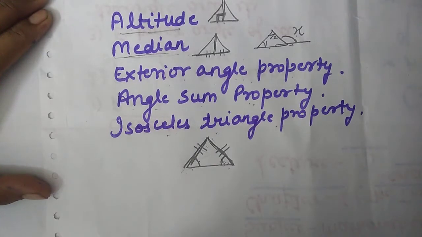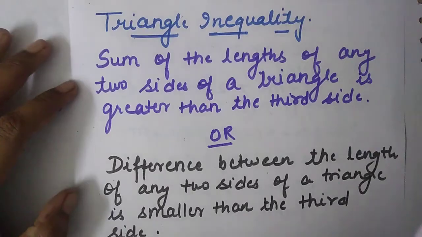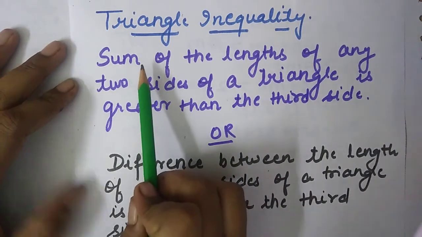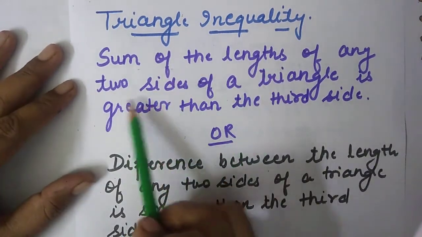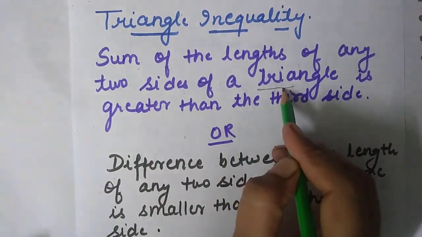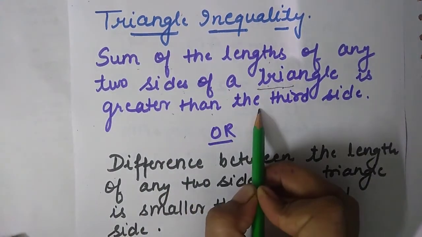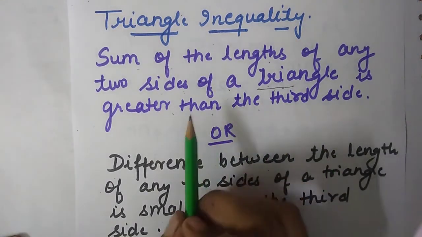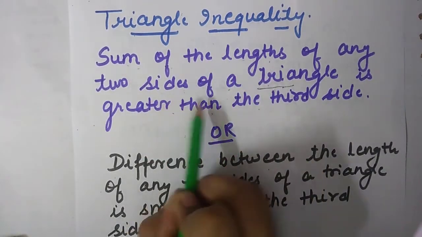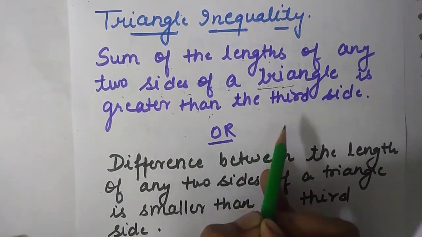Now let us start with the next property, that is triangle inequality. What does this property state? It states that the sum of the lengths of any two sides of a triangle is greater than the third side. For forming a triangle, this property must be followed: the sum of the lengths of any two sides of a triangle is always greater than the third side.